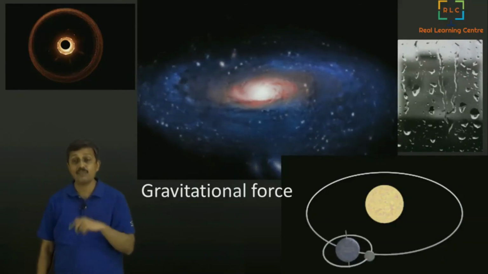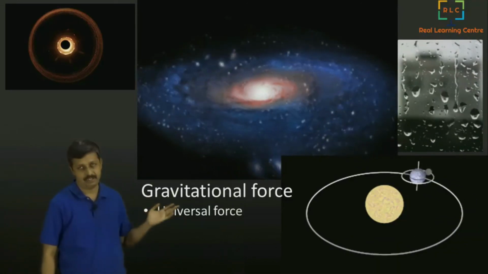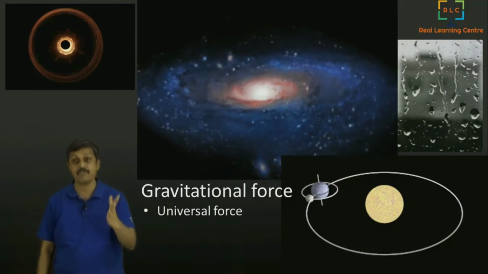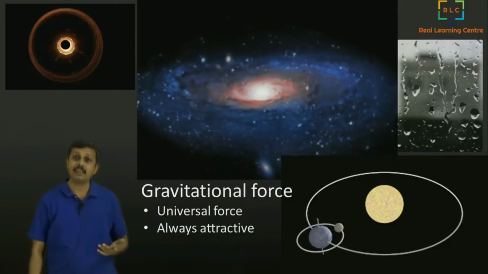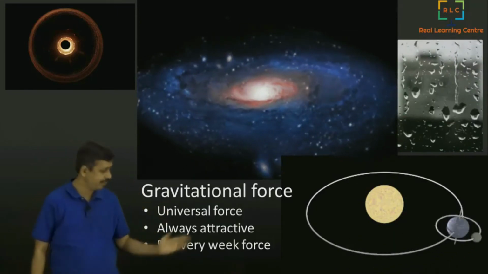So the gravitational force has some characteristics. It is a universal force. It is there everywhere. It's universal, and it's always attractive. There is no repulsion. And it is a weak force. These are the three characteristics of the gravitational force.